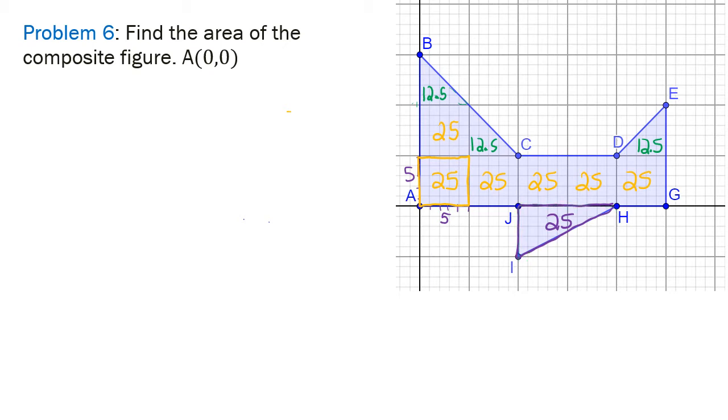Now we're going to add up all these numbers. Once again, we're going to take a shortcut. There's 1, 2, 3, 4, 5, 6, 7 25s. So 7 times 25 is equal to 175. Then we have 1, 2, 3 12.5s. So 3 times 12.5 is going to be 37.5.